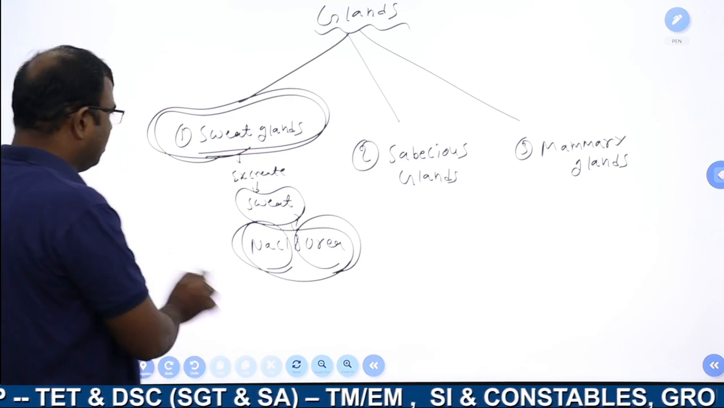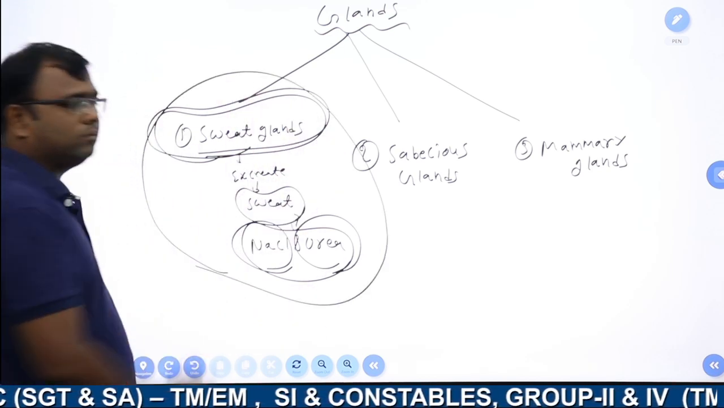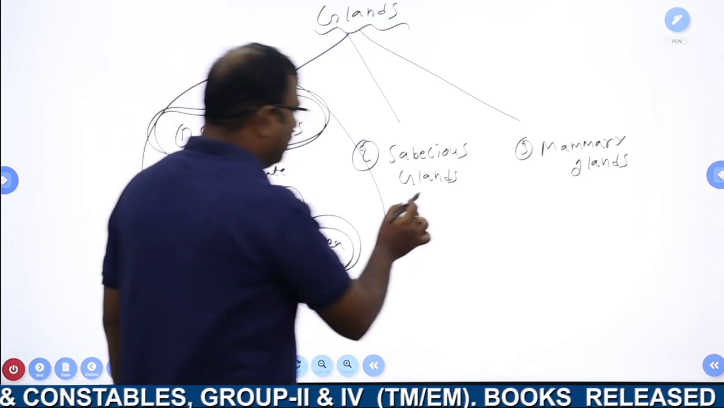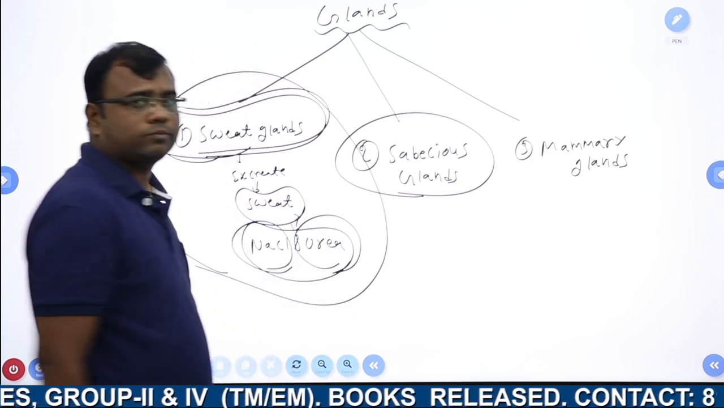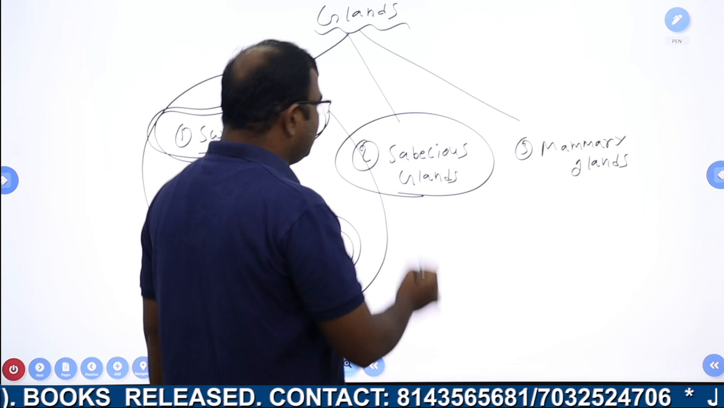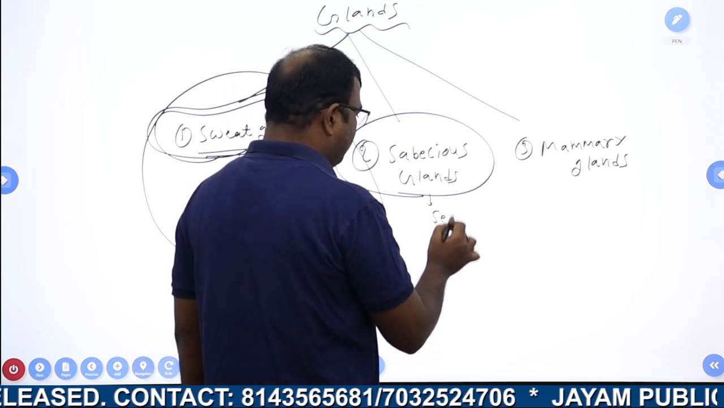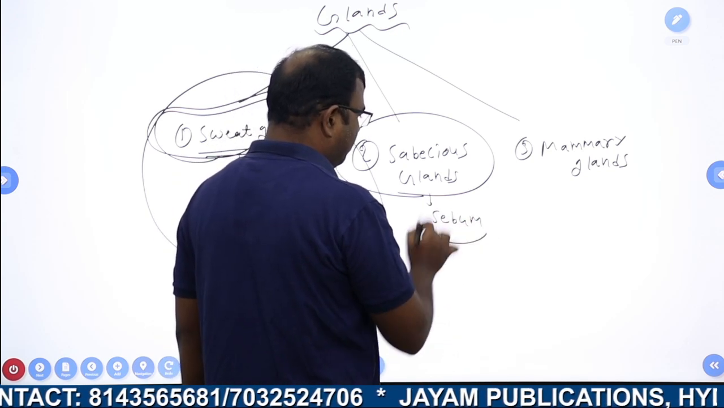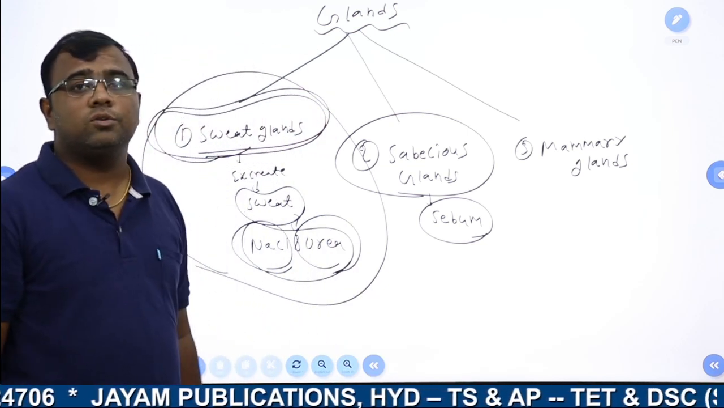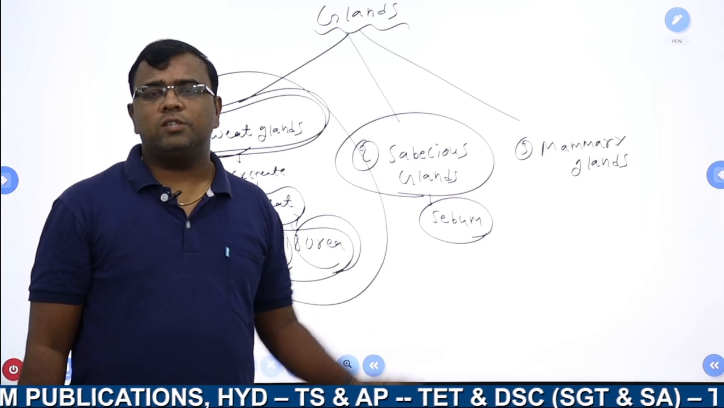This is the sweat glands. And next glands goes to sebaceous glands. The sebaceous glands secrete sebum. What is the function of sebum?